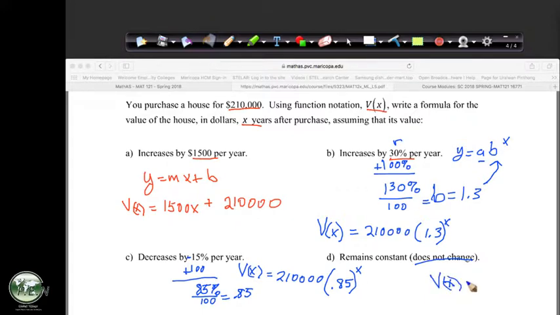Actually, it is a function, but there's no place for the input. That's what makes this thing hard, right? V of x equals what? 0. 1. Well, how much is the house going to be worth if it never changes in value? Same. It's going to be 210,000 because that's what it's worth. If it never changes, there is no place to put the x, because the x really doesn't matter. 10 years down the road, it's still 210,000. So it's kind of the hardest one.